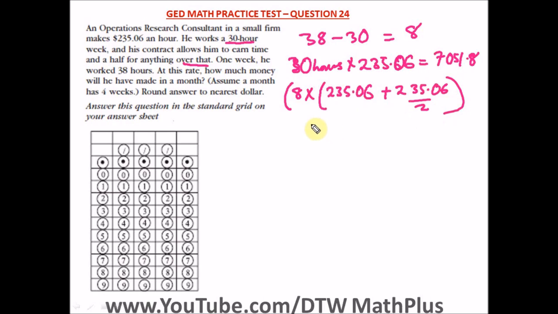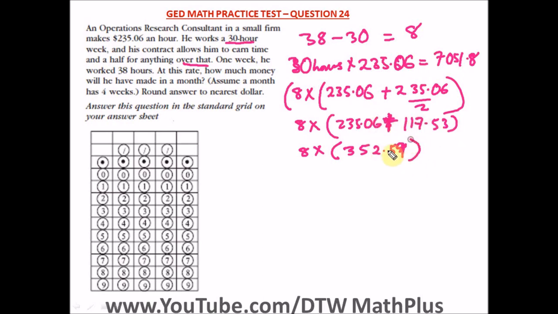So let us solve what is in this bracket. It will be 235.06 plus 117.53. This is still 8 times. When we add this up, we're going to have 352.59. So this is what he earns for every extra hour, his normal rate plus half of it.